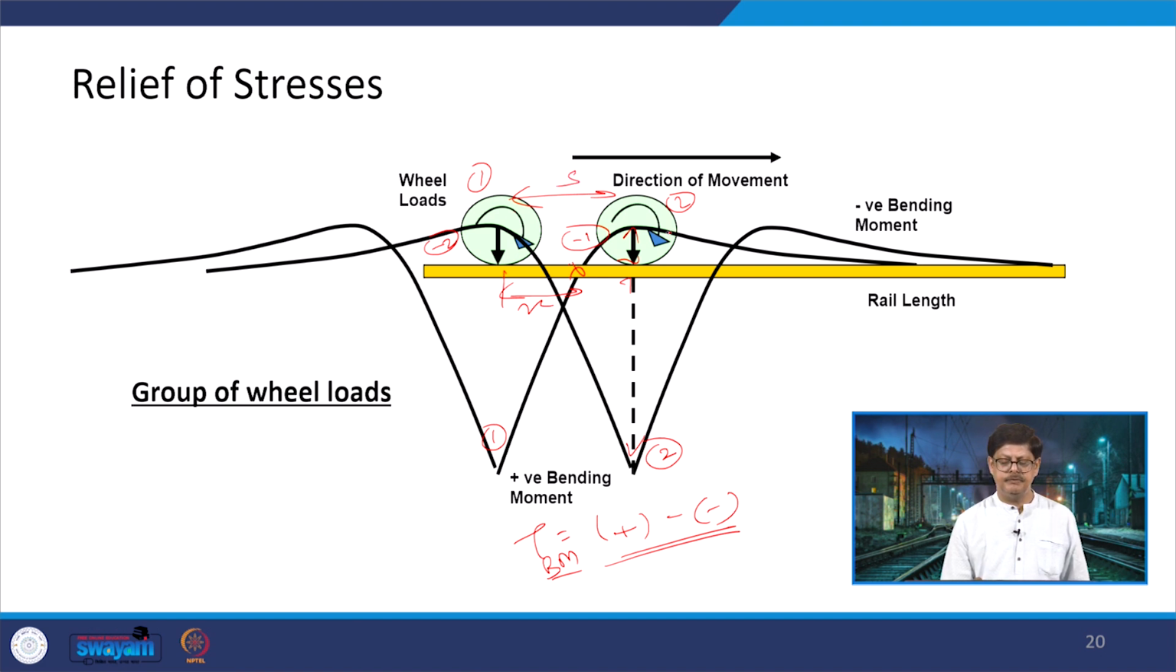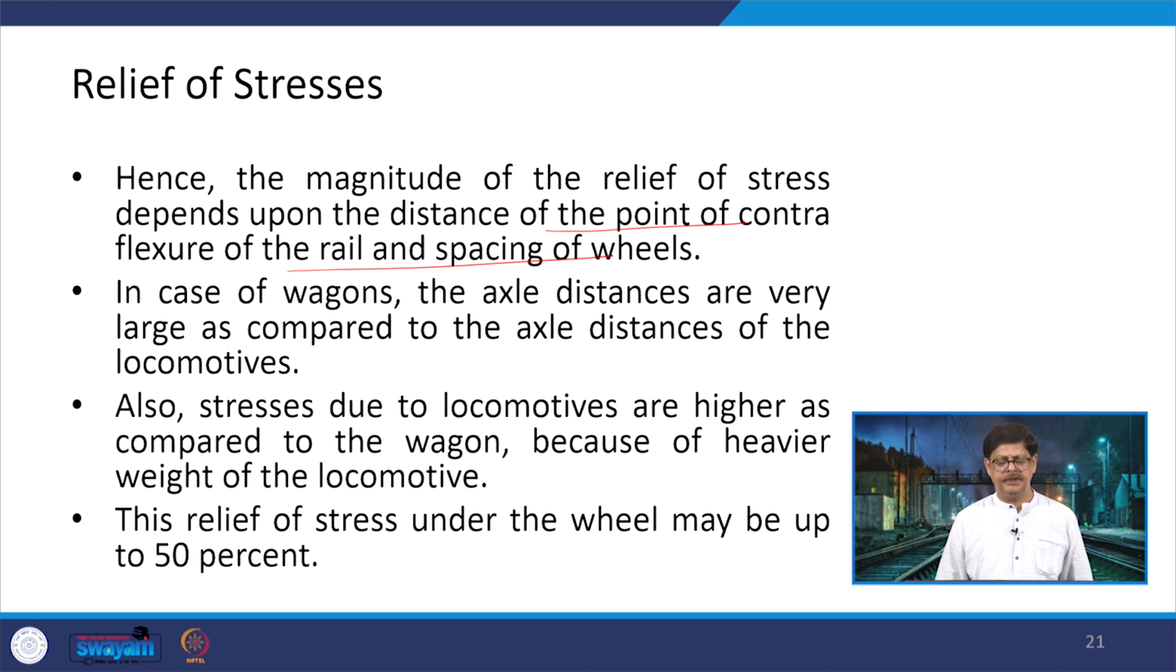Now, if this happens beyond, then obviously where the positive bending moment is caused, if it is coming at the negative bending moment maximum side, then only this relief is there. Otherwise, if it is shifting either this side or the other side, then the relief will not be maximum. So, that is why these two parameters are going to create an impact.